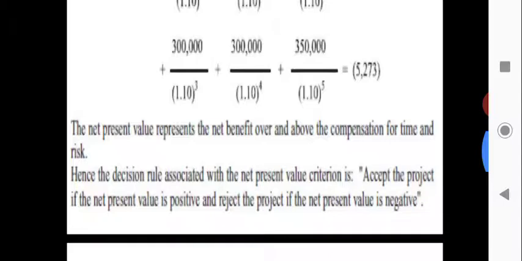Net present value represents the benefits over and above the compensation for time and risk. Hence the decision rule associated with the net present value criterion is: accept the project if the net present value is positive and reject the project if the net present value is negative.